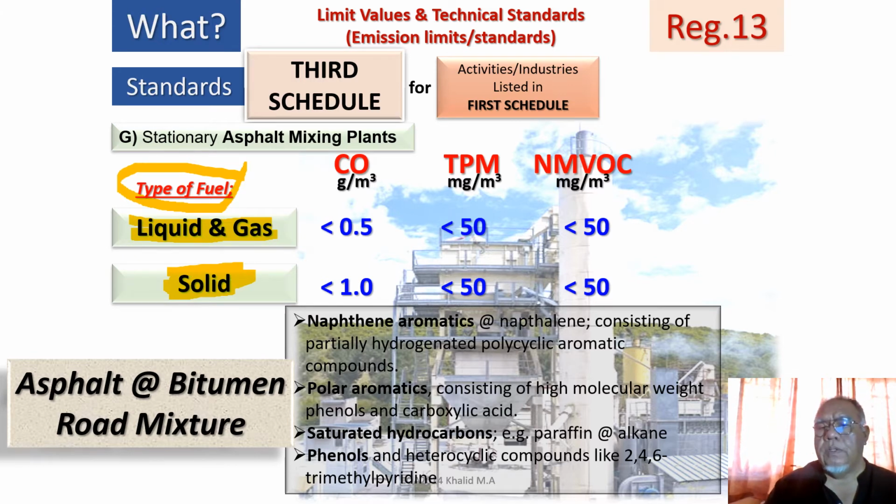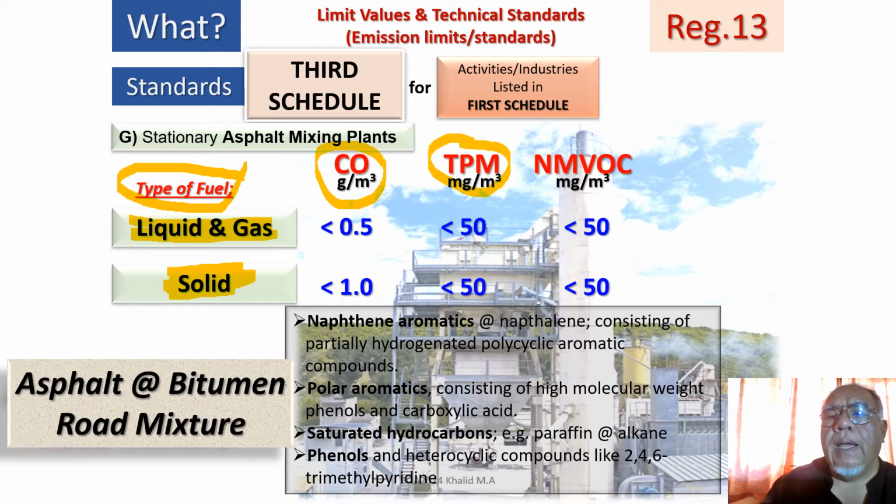Correct me if I'm wrong. There are several variants out there. Now look, however, the parameters, you got to be careful. Look, this is carbon monoxide. Everybody knows about it. This is total particulate matter, and this is non-methane volatile organic carbon. Got it?